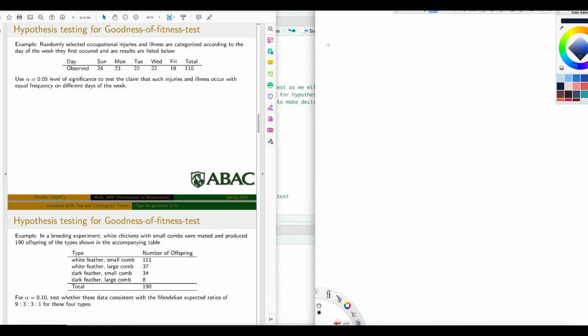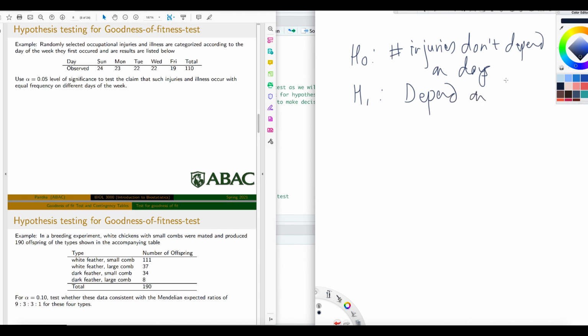So H0 is the number of injuries do not depend on days, and then H1 is they depend on days. Depending on days means on different days they are different. Now if you want to say they do not depend on the days, because your H0 is they do not depend on days, right? Then you are expecting all the days have an equal number of injuries, right?